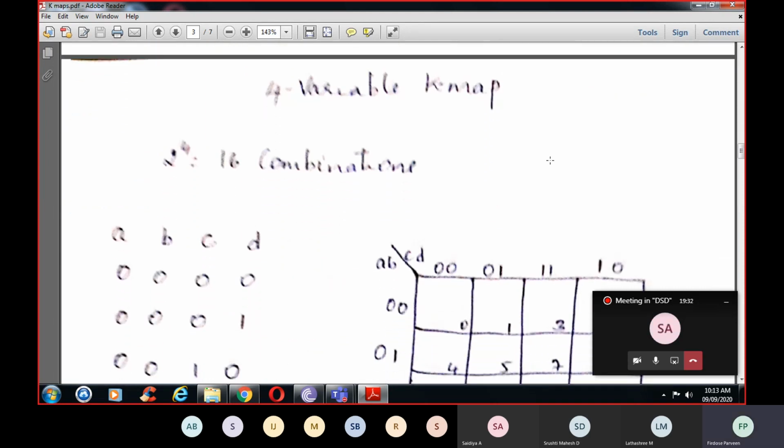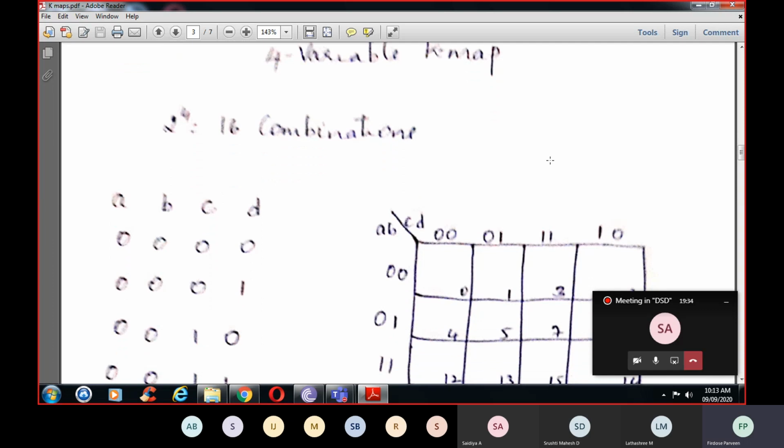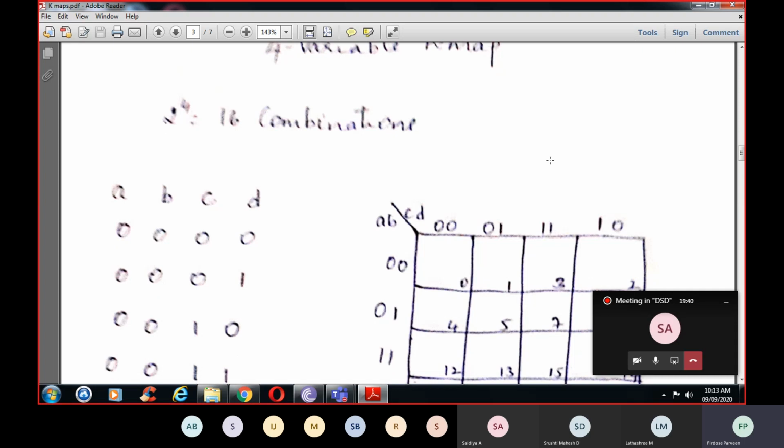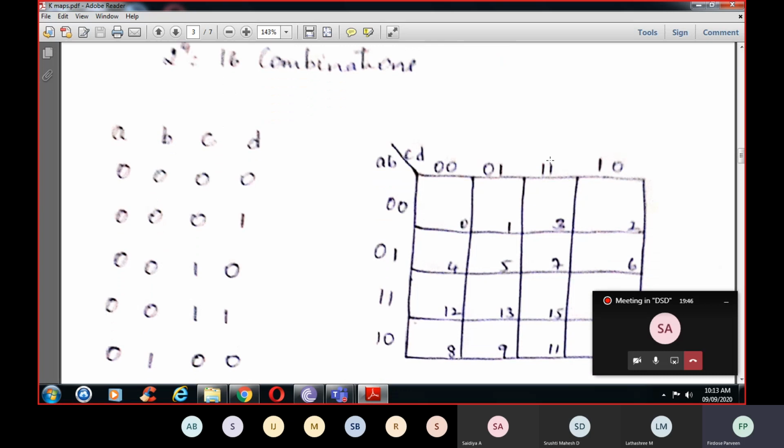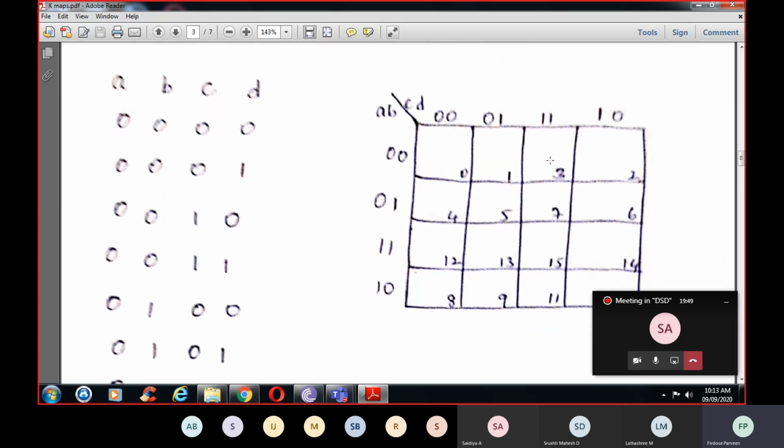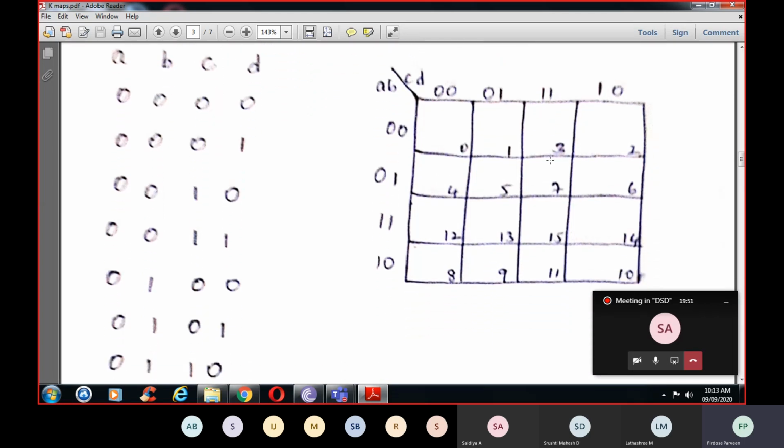Next, coming to 4 variable K-map. So 4 variable K-map means how many combinations? 2 raised to 4. It is 16 combinations. That is 16 cells. So 16 cells means it is from 0 till 15. So you have to follow the same procedure. Numbering also in the same way you have to follow.